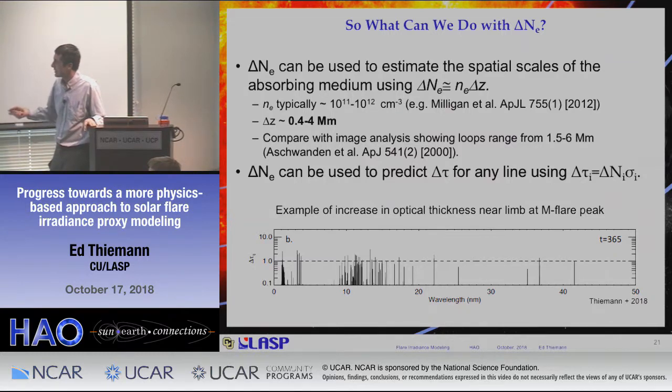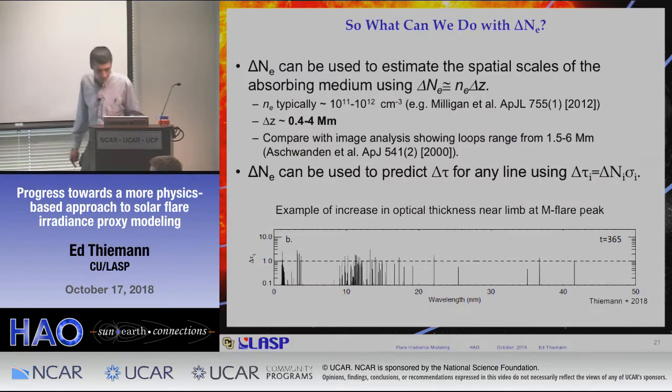And so we did some of those simulations that did just that. And here's an example showing the change in opacity as a function of wavelength at the peak of a canonical M-class flare. And I've drawn in where tau equals 1. And so you can see that a number of these lines exceed the optically thin limit and start to become somewhat optically thick.